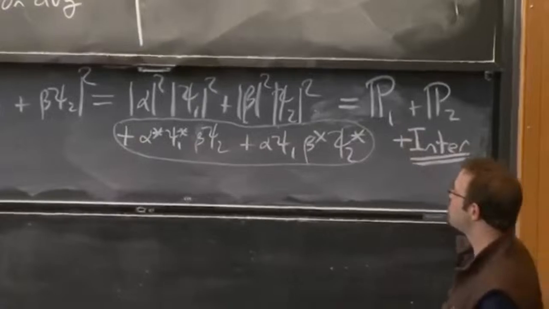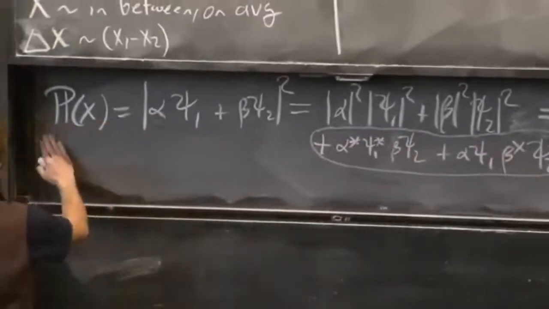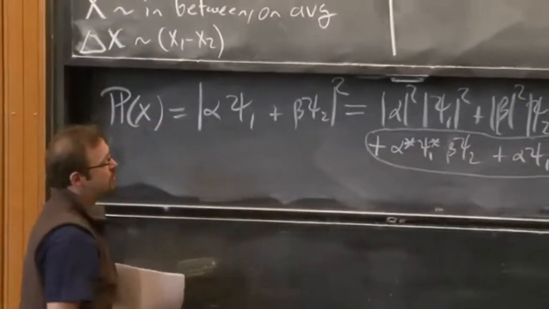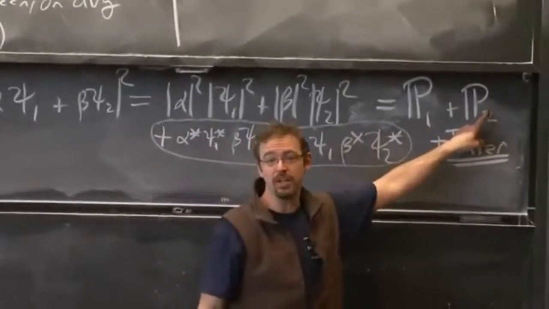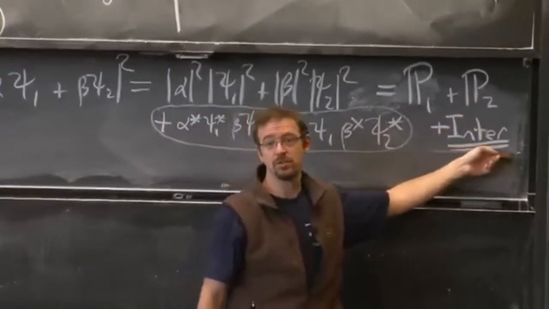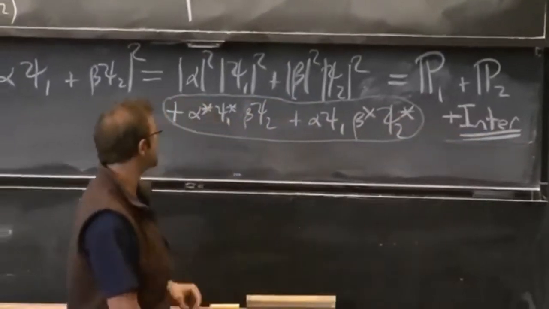Okay? So the superposition principle, together with the interpretation of the probability as the norm squared of the wave function, gives us a correction to the classical addition of probabilities, which is these interference terms. Everyone happy with that? Now here's something very important to keep in mind.